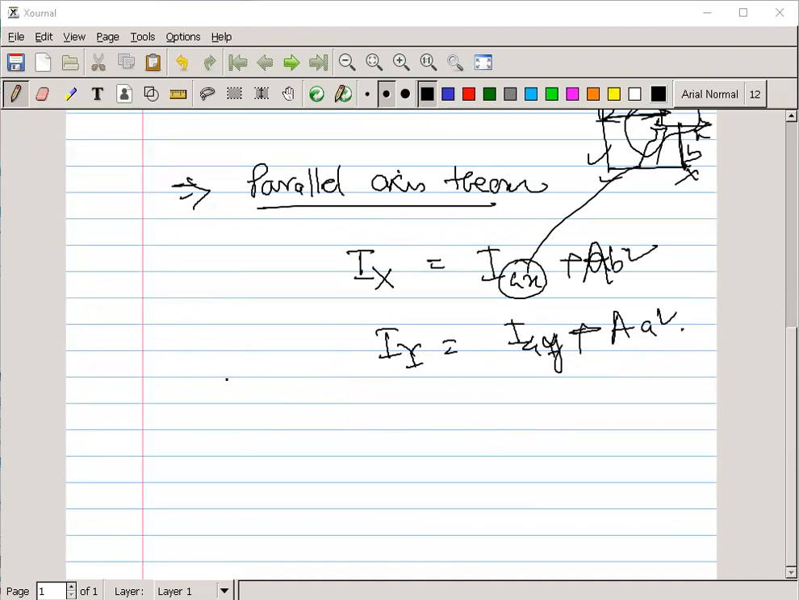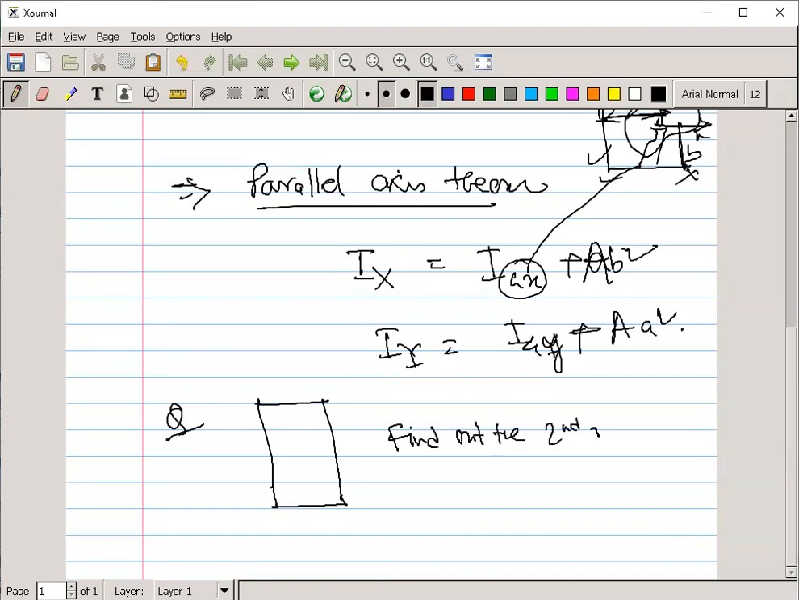Suppose in the question it is given that a sectional area is a rectangle, and you have to find the second moment of inertia with respect to its centroid. Write it down: find the second moment of inertia with respect to its centroid. So how can you find this?